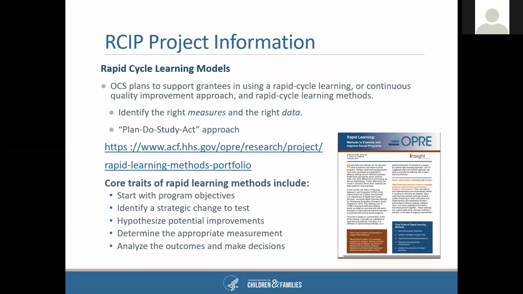The Rapid Cycle Impact Project grants will incorporate a rapid cycle learning model into their projects. OCS will support RCIP grantees in using these learning models, and they rely heavily on continuous quality improvement. As noted in the FOA on page 4, there's a link, which is also on the slide, that provides more information on what rapid cycle learning means. The core traits of this method are to start with program objectives, identify a strategic change to test, hypothesize potential improvements, determine the appropriate measurement, and then analyze the outcomes and make decisions.